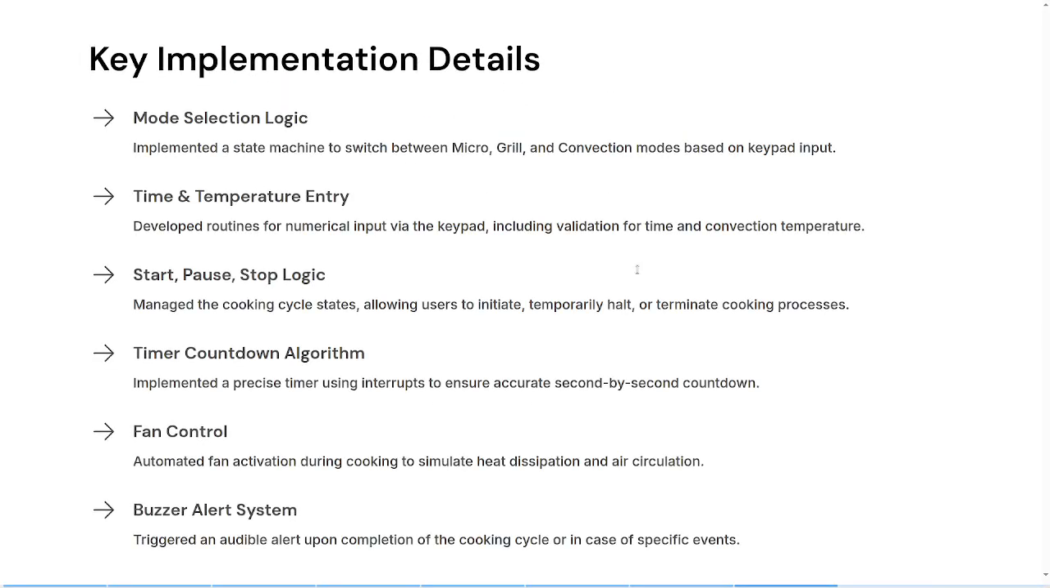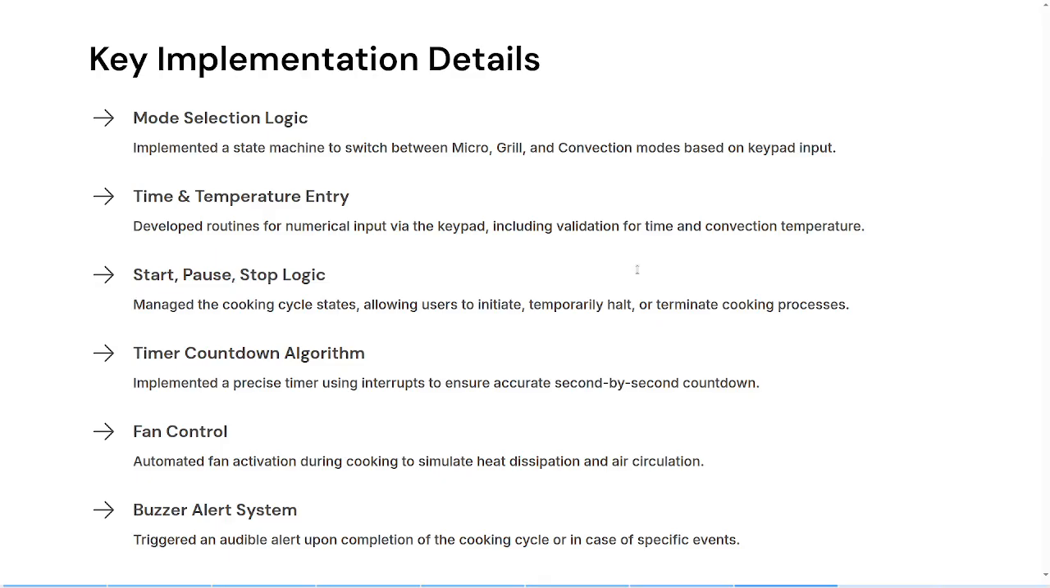The main key implementations are the mode selection logic. First, we have the state machine which switches between modes: micro, grill, and convection. It is keypad-based input. Then there is time and temperature entry. I developed routines for the numerical input given via the keypad, including validation for the time and the convection temperature.